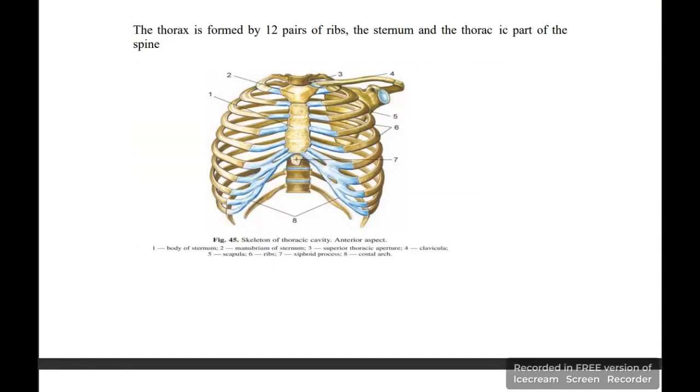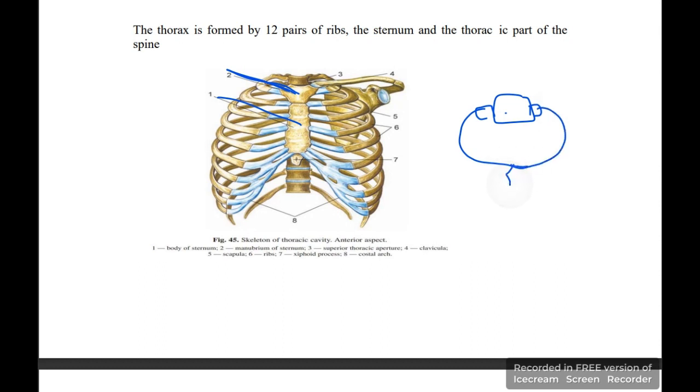Now next, thorax. These are the markings of the ribs and sternum. They would ask you what this process is called, what this structure is called. But this is a very basic thing. Still, this is the body of the sternum. Second is the manubrium of the sternum. This is the superior thoracic aperture. You cannot see from here, but I will tell you, this is the rib body. Here is the costal process. It's coming up in front from behind, and here is the manubrium notch.